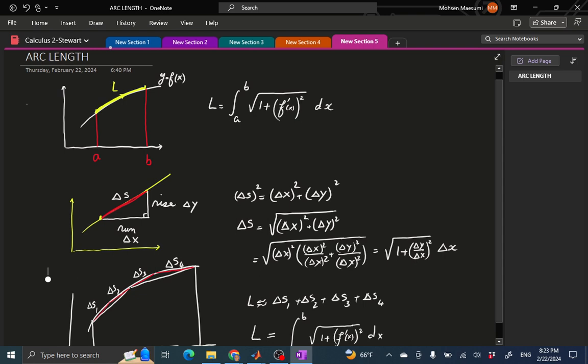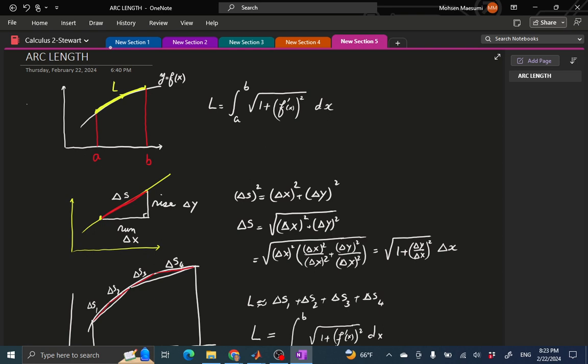Now there's several things to do. One is some practice problems to see how we actually carry it out. And then there are some other issues. Sometimes your functions are given as x in terms of y. That is, the roles of x and y are interchanged. So there's going to be a similar formula in that case.